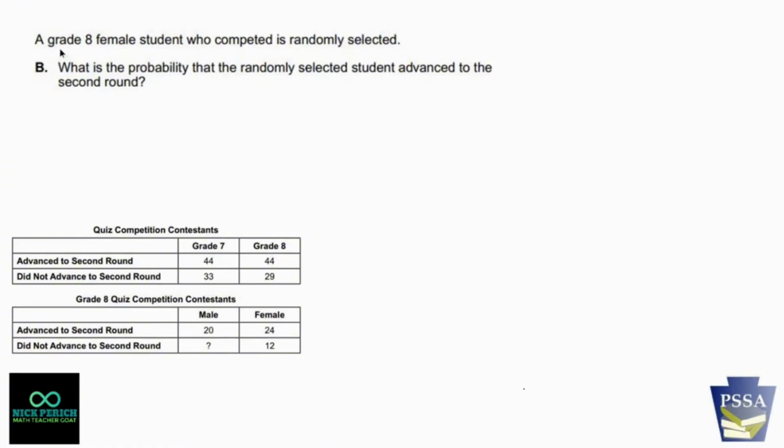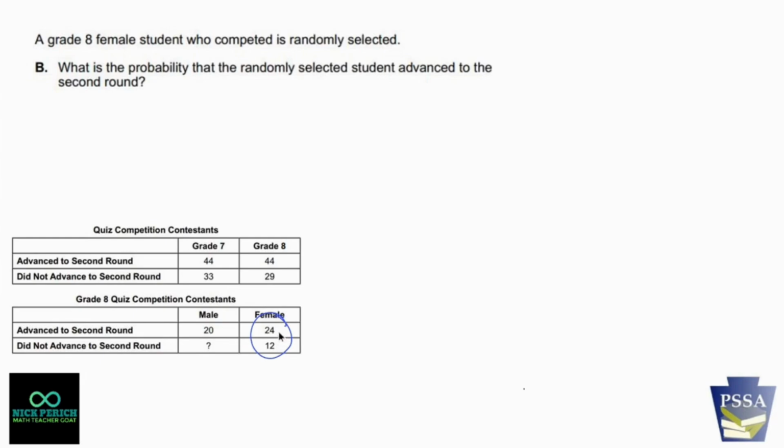All right, part B. A grade 8 female student who competed is randomly selected. All right, grade 8 female student. So that would be any of you. So could be you or you. So as of now we don't know anything about whether they advanced or didn't advance, but it's asking what is the probability that the randomly selected student advanced to the second round.